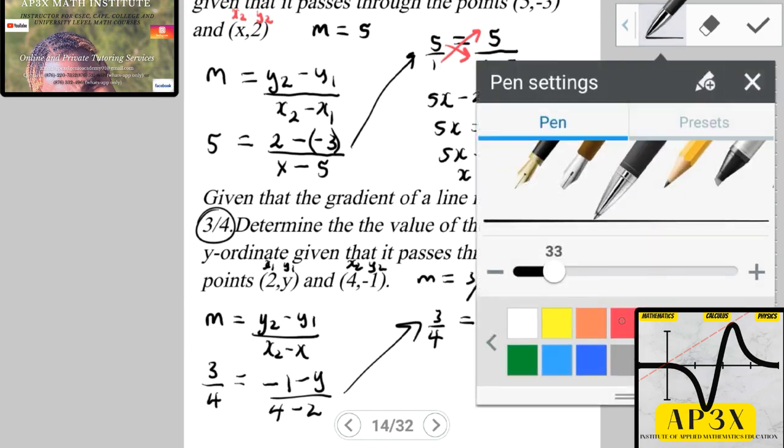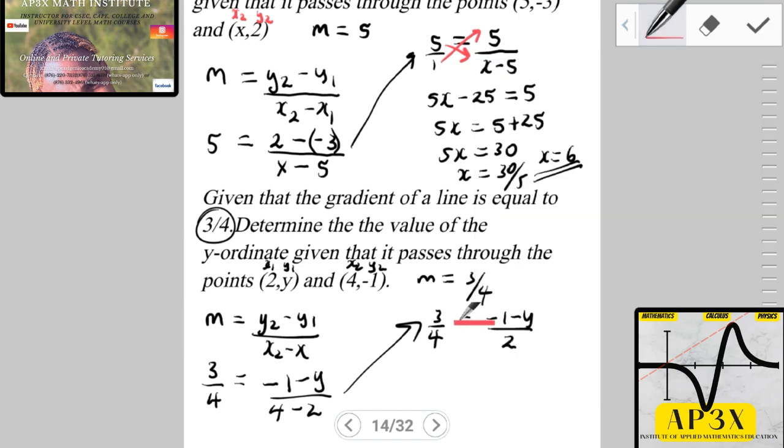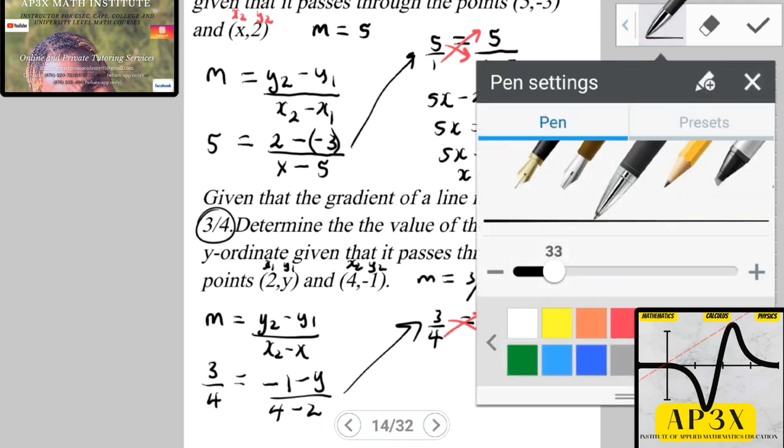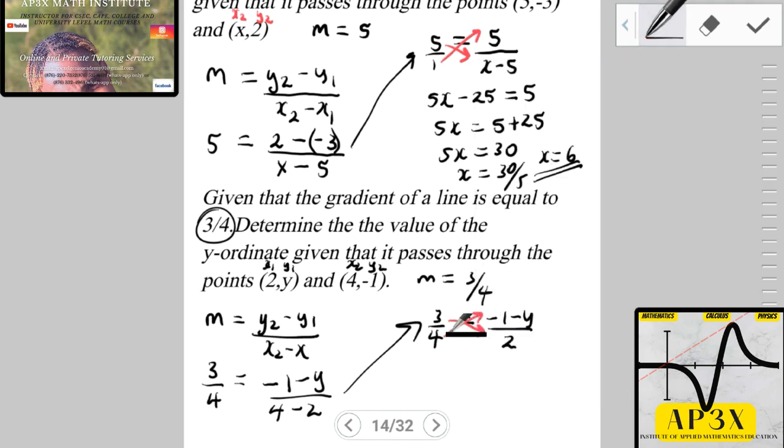Now what we can do is that we end up with a fractional equation, so we're going to have to cross multiply. We can start with any side. I'm going to start with the 4, since this is taking me in the direction of my subject. So 4 multiplied by negative 1 is negative 4. And of course, remember that the 4 also has to multiply the negative y, so you end up with negative 4y. And that's going to be equal to, we cross multiply in this direction, 3 times 2, which is 6.